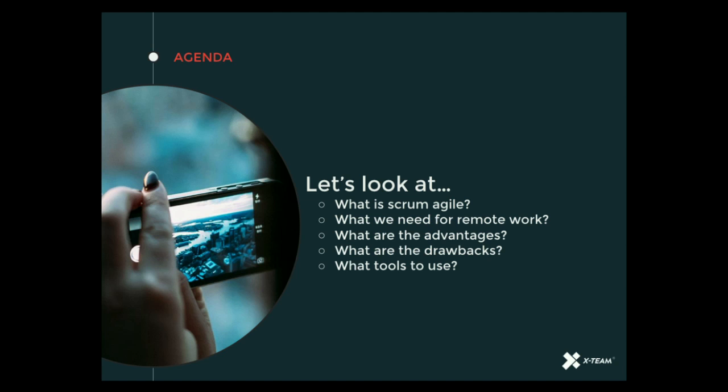I want to just create a simple baseline where we all agree on what Scrum Agile is. The ones who were at the previous session will notice there's a few different opinions about it. What it is we need out of Scrum for doing our remote work, what are the advantages and what are the drawbacks, because I also want to air some not dirty laundry, but I want to make sure that you understand if you don't work remote, or give you a big group hug and say we all share the same pains. And then if we have some time at the end, we can look at a few tools.